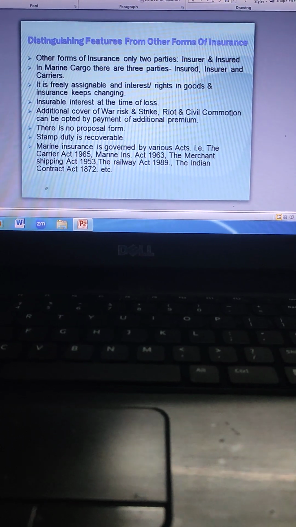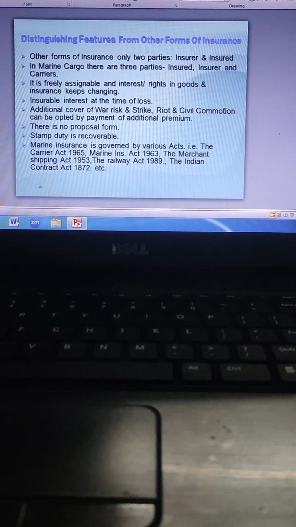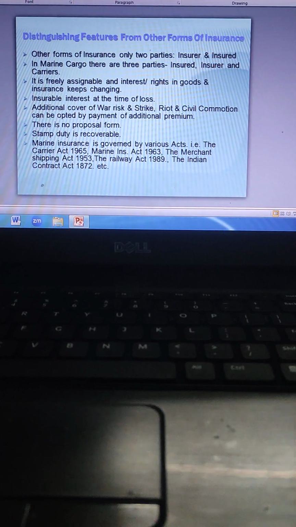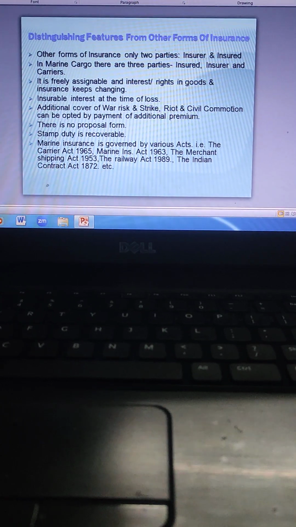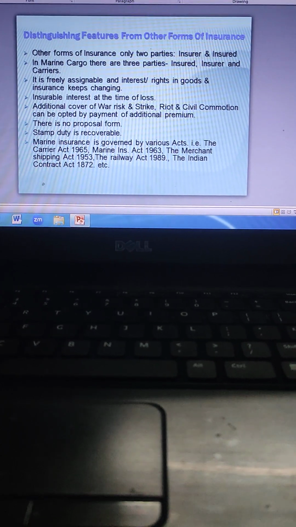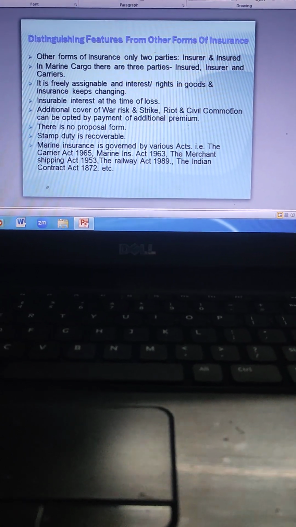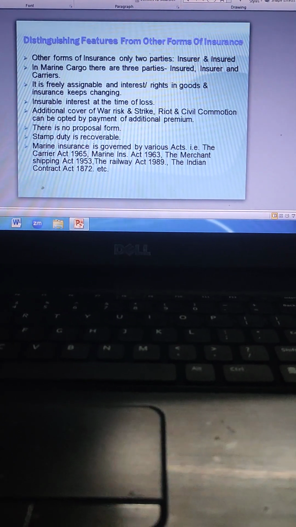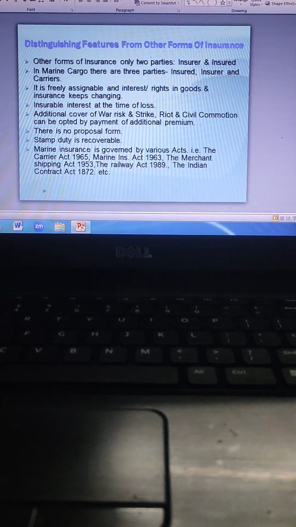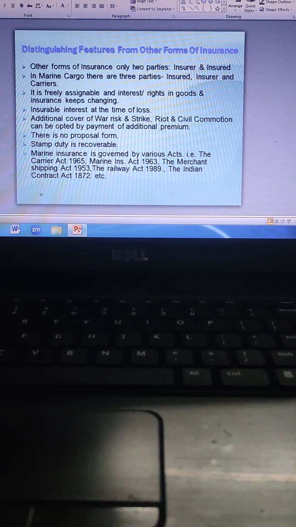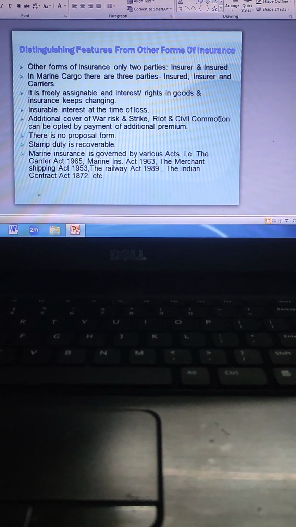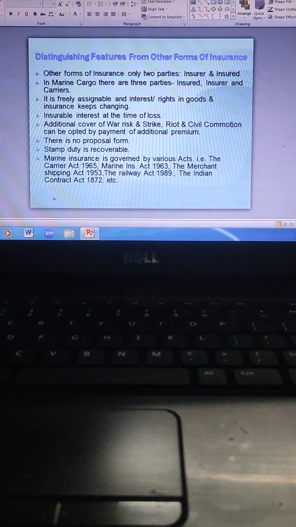Additional cover of war risk and strike, riot and civil commotion can be opted by payment of additional premium. There is no proposal form. The stamp duty is recoverable from the insured. Marine insurance is governed by various acts like the Carriers Act 1965, Marine Insurance Act 1963, the Merchant Shipping Act 1953, the Railway Act 1989, the Indian Contract Act 1872, etc.